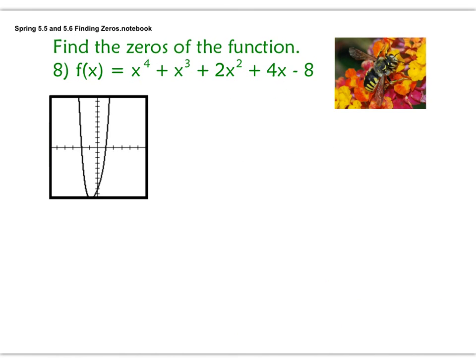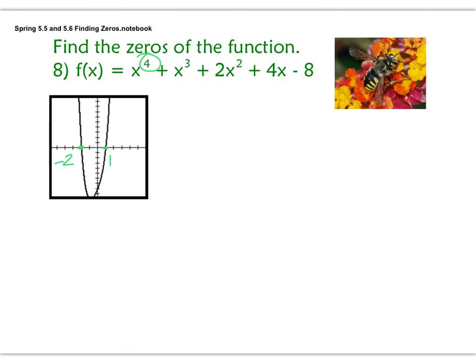All right, let's try another one. So number 8. Again, how many answers does this one have? It's going to have 4. So looking at my graph, it looks like I have a nice answer at -2, and it looks like I have a nice answer at 1. I only have 2 answers. I'm supposed to have 4.